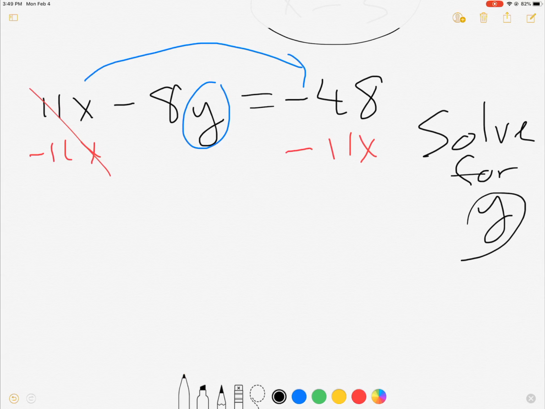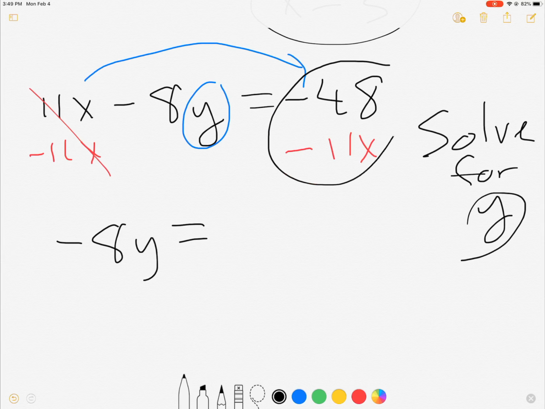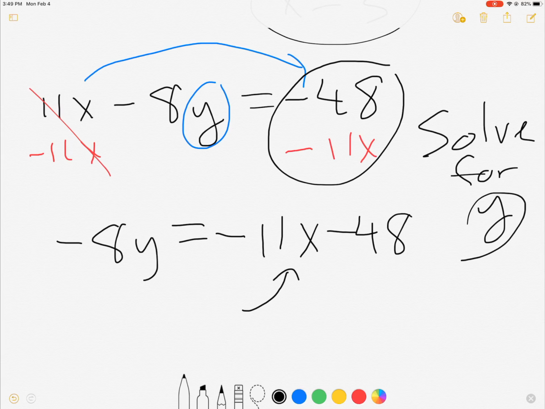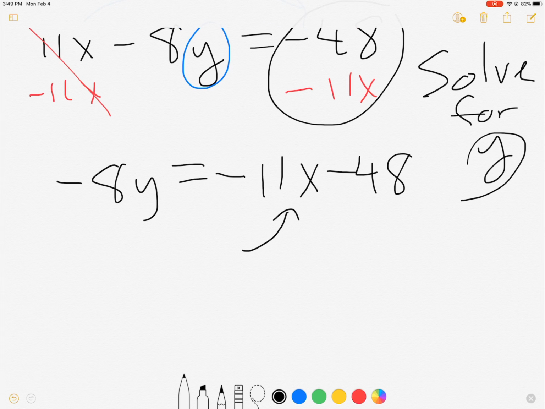So now let's rewrite the whole thing as negative 8y equals, well, these two, since they're not alike terms, you can't combine them, so you just have to write them as part of the equation. So negative 11x minus 48. Notice I wrote the one with the variable first. Typically in algebra, we always write the term with the variable before we write the constant. So let me erase this. Okay, so now I'm looking at this one.